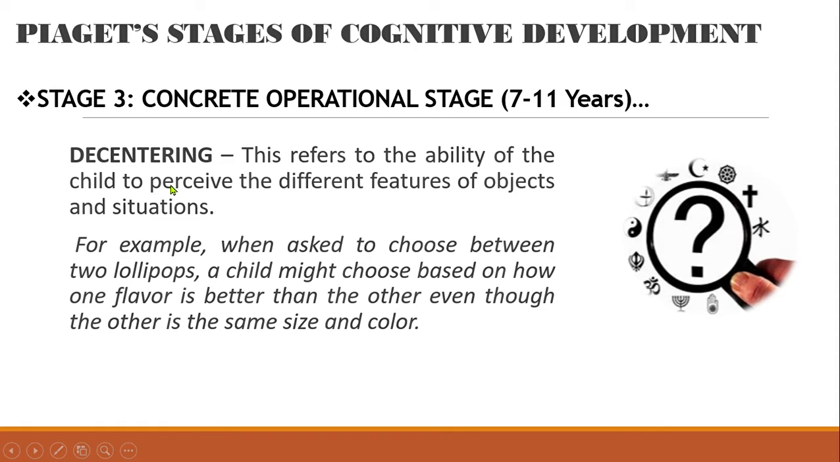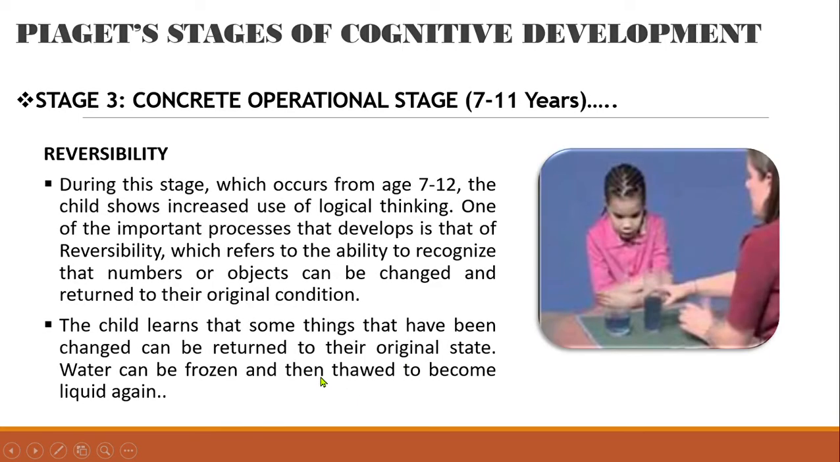Okay, so we have here the decentering. This refers to the ability of the child to perceive the different features of objects and situations. For example, when asked to choose between two lollipops, a child might choose based on how one flavor is better than the other, even though the other is the same size and color.